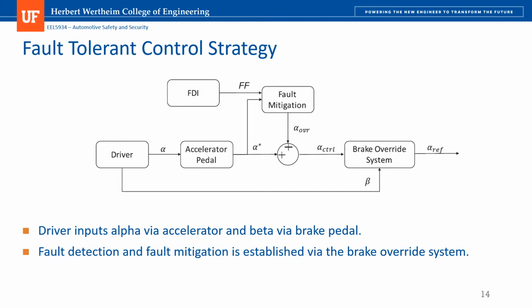This goes into a fault detection and fault mitigation block, which is then fed with the control of the accelerator into the brake override system, with a secondary input beta from the brake pedal. In a scenario where the accelerator is at a 20% value and the brake pedal is at, say, 100%, where the person's trying to slam on the brakes, this system would prioritize the brake over the accelerator, reduce the accelerator to 0, and allow the driver to stop the vehicle safely.